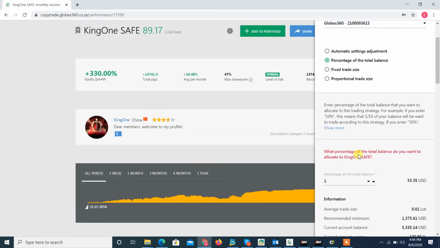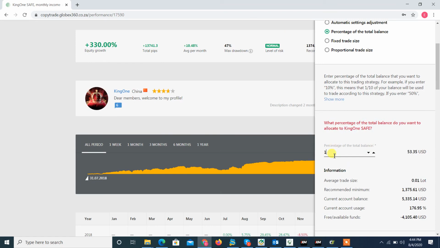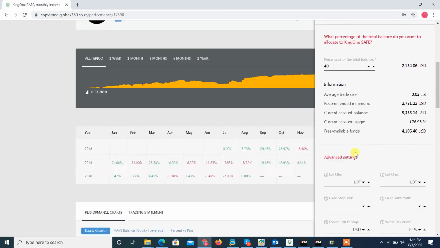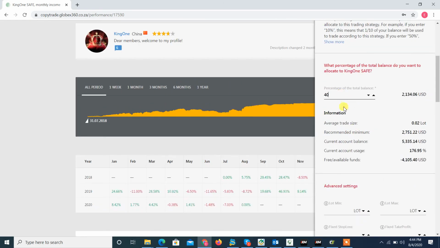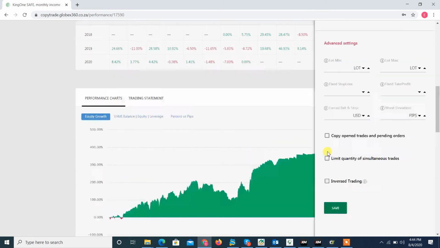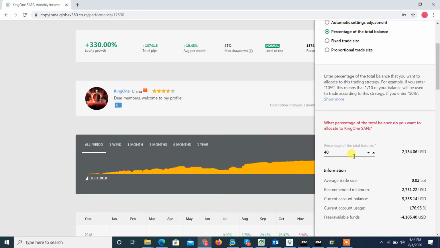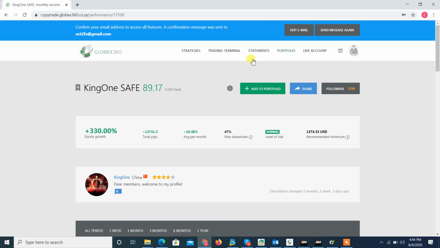So like I said, you'll see one, and then what I'd normally do, right, is take the percentage of the total balance. So let's say we're happy with this guy, but we do not want to give him 100% of our funds. We only want to give him maybe 30% or 40% of our funds. So you can give him 40% of the funds, scroll down and click save. I'm not going to click save right now because this is an actual account, but 40% and click save, right? And then once you've clicked save, you have allocated 40% of your portfolio to King 1 Safe. So that's what you can do.